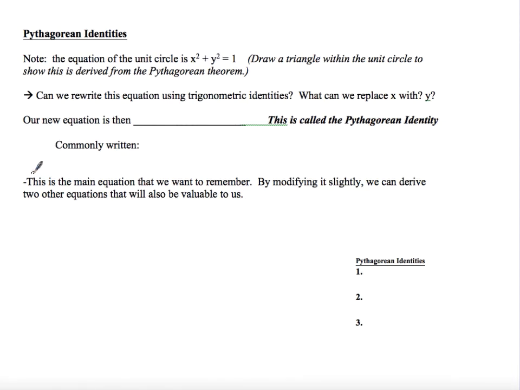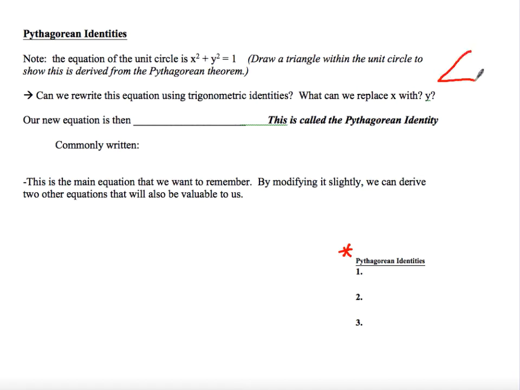All right, our last identities that we're going to be looking at on your trig identity sheet are these Pythagorean identities. So we're going to come up with 3 of them all together here. To come up with our Pythagorean identities, we know that the equation for that unit circle from back in chapter 4 was x squared plus y squared equals 1.